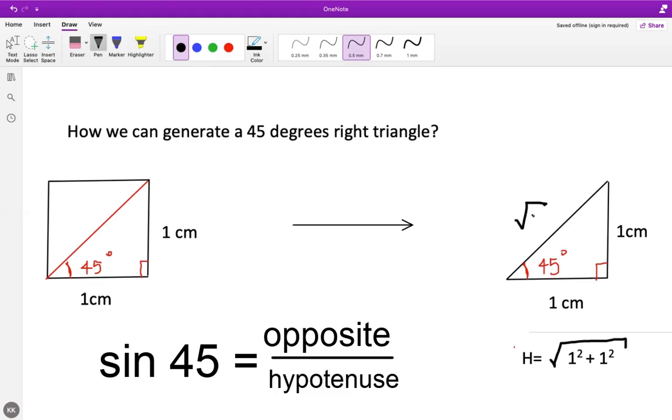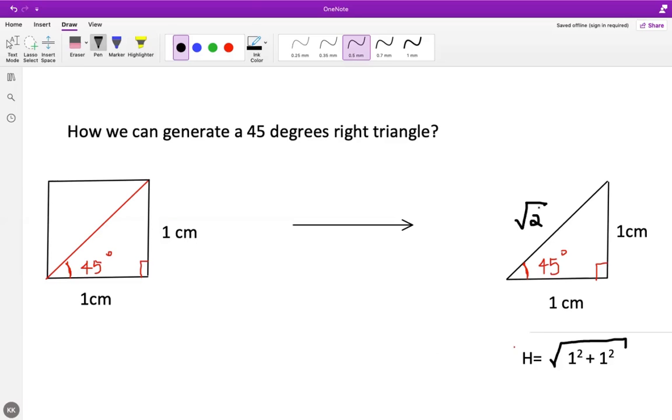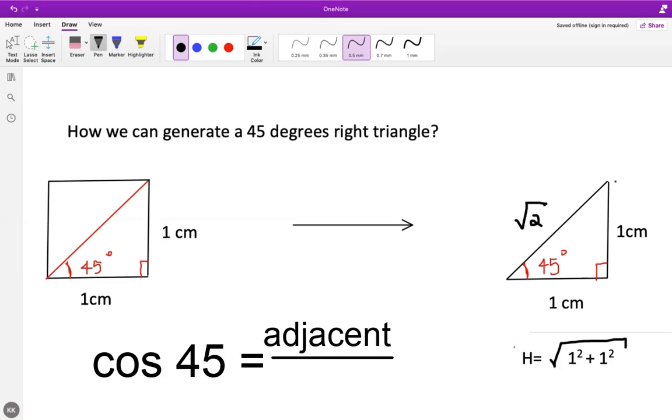Then we can calculate sine 45 degrees. Sine 45 degrees is 1 centimeter opposite divided by the hypotenuse, which is root 2. That's why we get 1 over root 2 for sine 45 degrees. Same thing for cosine 45 degrees: we take the adjacent side divided by the hypotenuse, and we get 1 over root 2 as well.